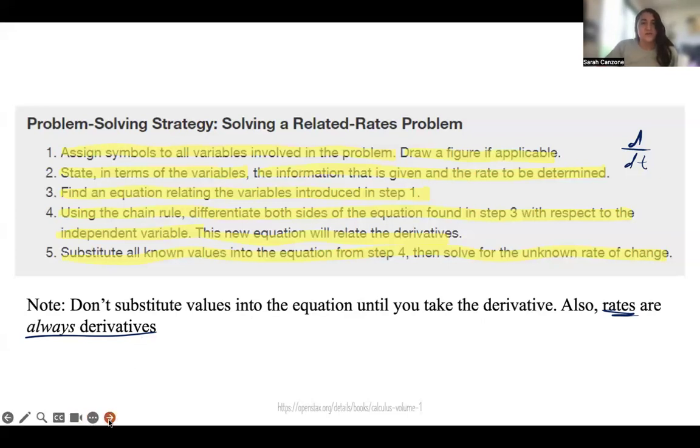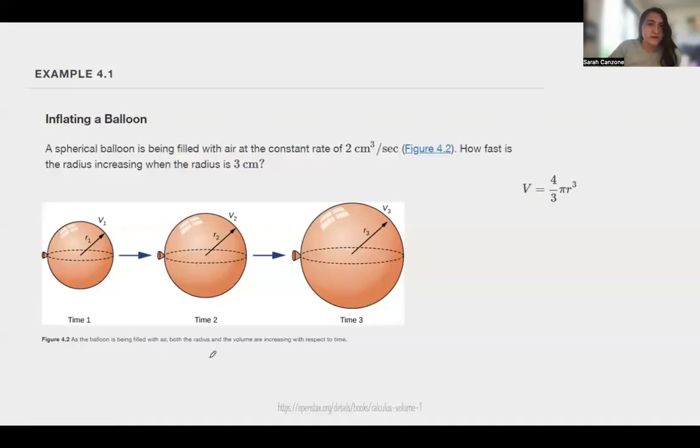All right, so let's go ahead and take a look at a few examples. Here's the first one. This is talking about inflating a balloon. A spherical balloon is being filled with air at a constant rate of 2 centimeters cubed per second. Now, I know it says constant, but that doesn't mean we plug it in right away because it's a rate. Obviously we don't have any derivatives right off the bat. How fast is the radius increasing when the radius is 3 centimeters?